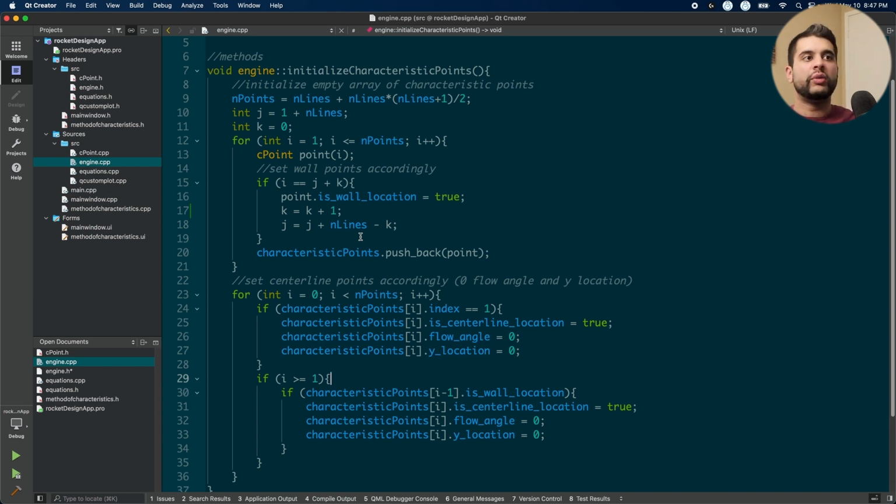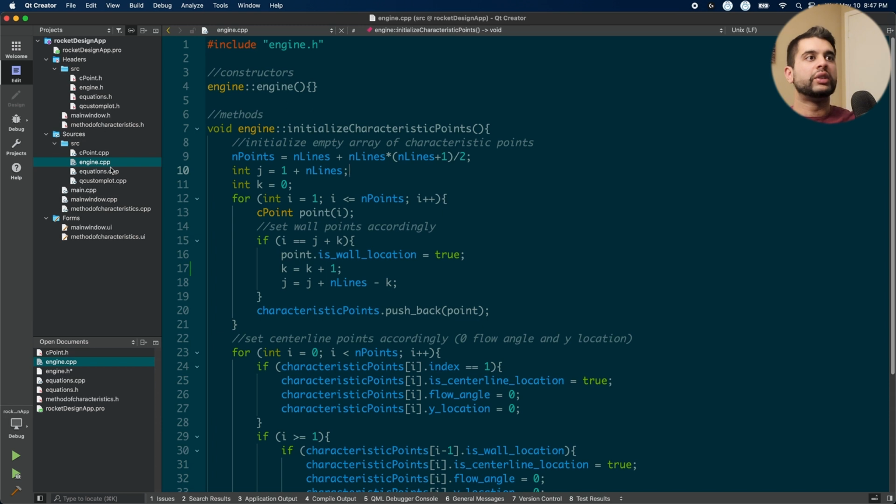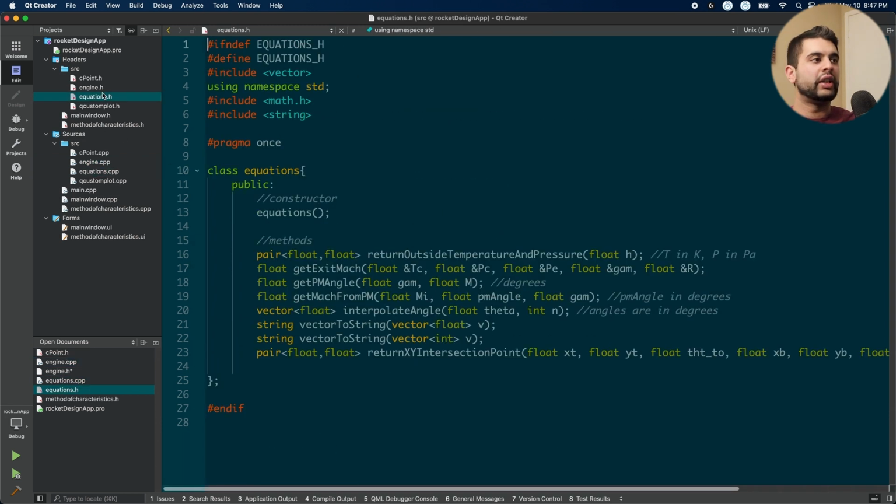Okay, so moving on, we have equations class. So let's move on to the methods here. I have return outside temperature and pressure, get exit mark, PM angle, mark from PM, interpolate angle. And then I have these two here.